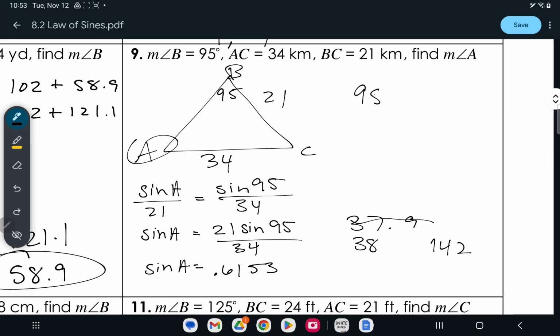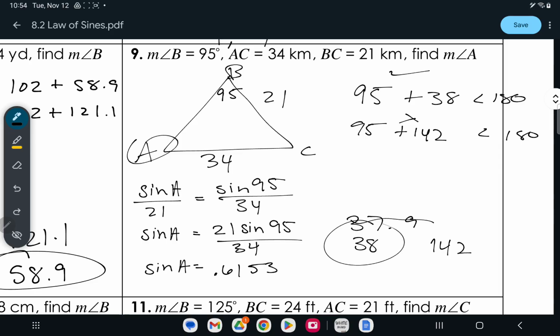The original, so 95 plus 38 and 95 plus 142. Is that less than 180? So 95 and 38, yep. The 95 and 142 is greater than 180, so that's not gonna work. So 38 is the only one that's gonna work.